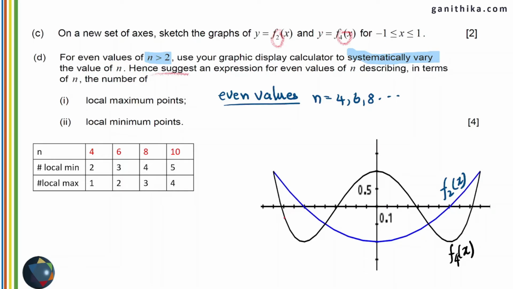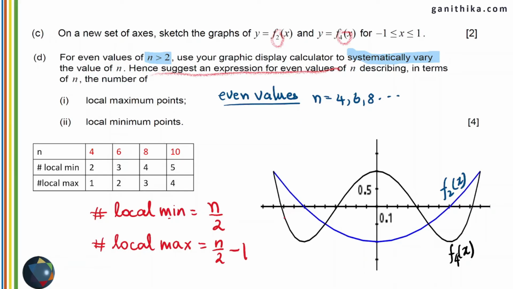Now the question is asking you to suggest an expression as before in terms of n for these 2, 3, 4, 5 for local minimum, and for local maximum 1, 2, 3, 4, etc. So for 2, 3, 4, 5, etc., the number of local minimum, we can say that the pattern is n over 2. It is half of the n values. And if you look at the pattern for number of local maximum, it is always 1 less than the number of local minimum. Therefore, n over 2 minus 1 will be the pattern for number of local maximum. So here you have got the number of local minimum is half of n, and the number of local maximum is half of n minus 1.